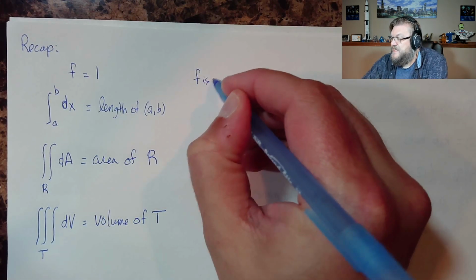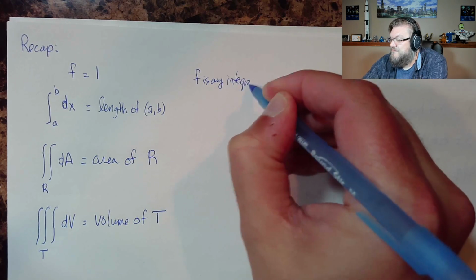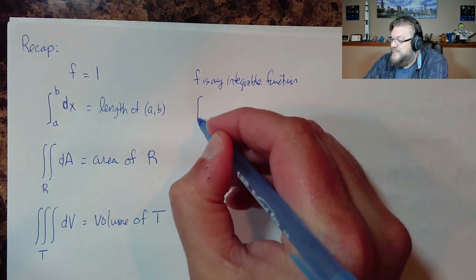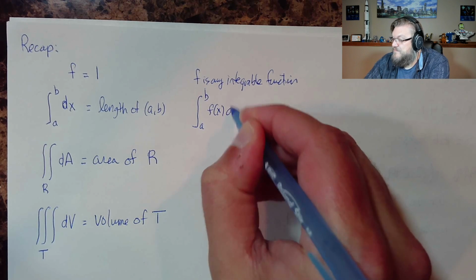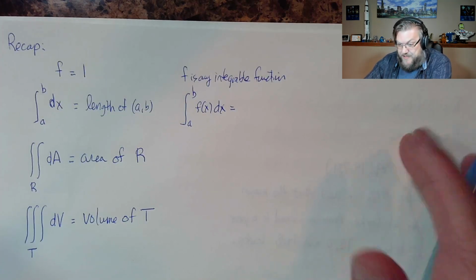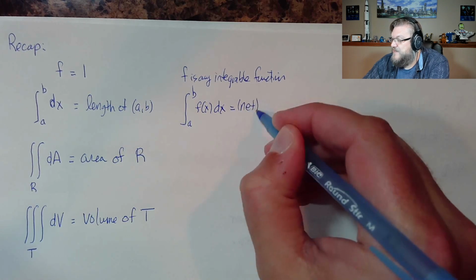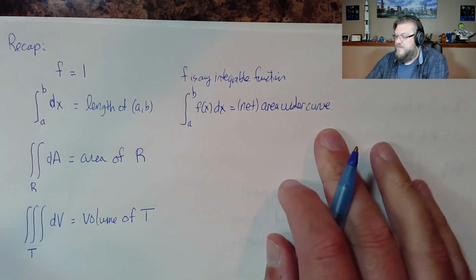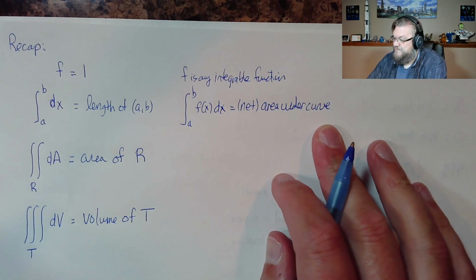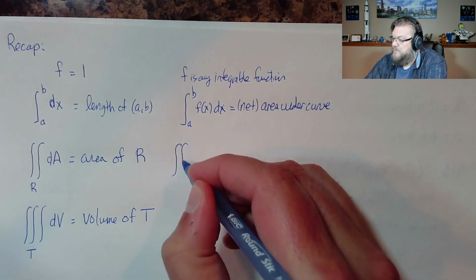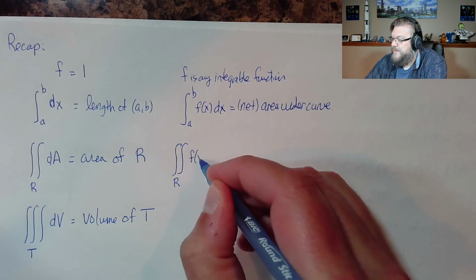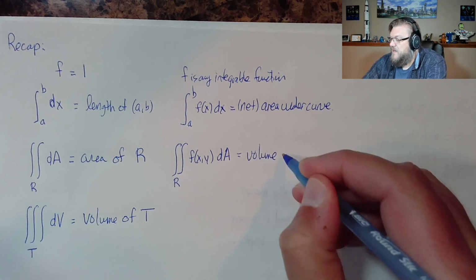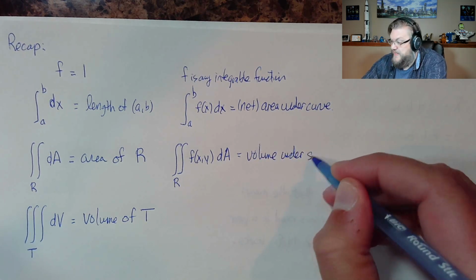Now, if f is any integrable function, we can go through the same sort of idea. Here we could say that the integral from a to b of f of x dx could be thought of as the area under the curve, or even net area, if you wanted to be a little bit more precise. And that's what you spent a lot of time in Calc 1 doing, right? The double integral over R of f of x, y dA gets us the volume under the surface f.